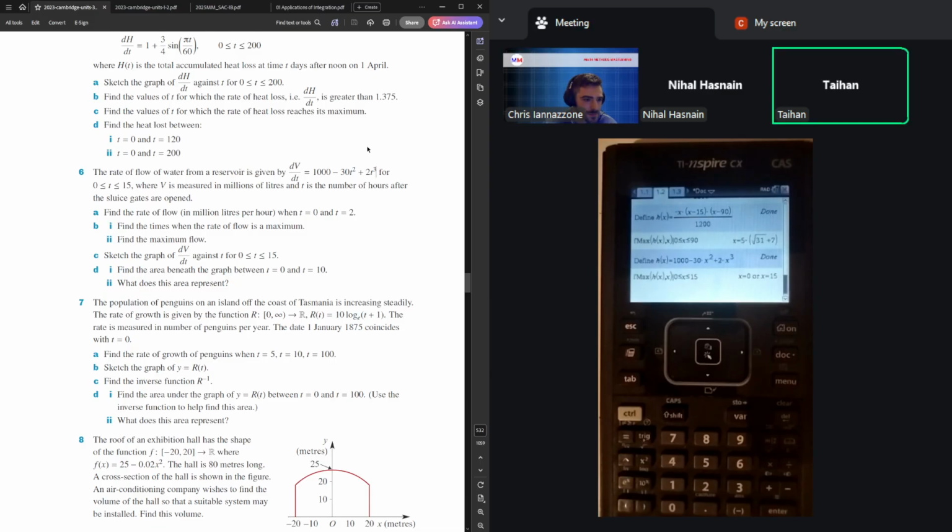Sorry, Chris, which question is this again? This is question 6, and we're currently at double I. Yep. I don't think they meant to change between rate of flow versus just flow. They might have.